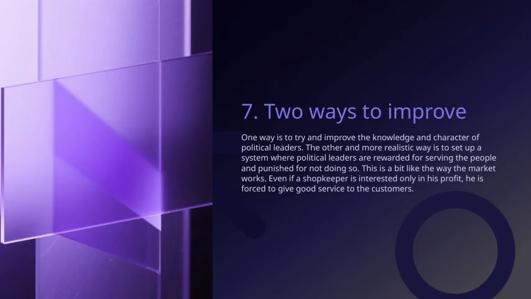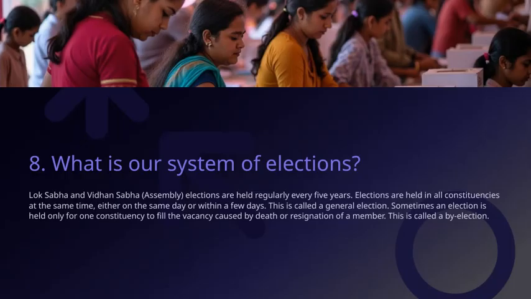Today, let's understand what our system of elections looks like. Typically, Lok Sabha and Vidhan Sabha, or assembly elections, are held every 5 years. These elections are scheduled so that all constituencies go to vote around the same time, either on the same day or within a few days of each other. We call this a general election. It's a big event that ensures the entire country or a state is represented at the same time.